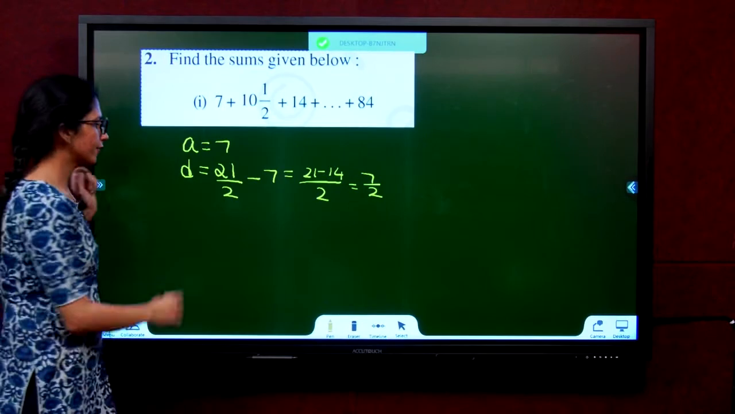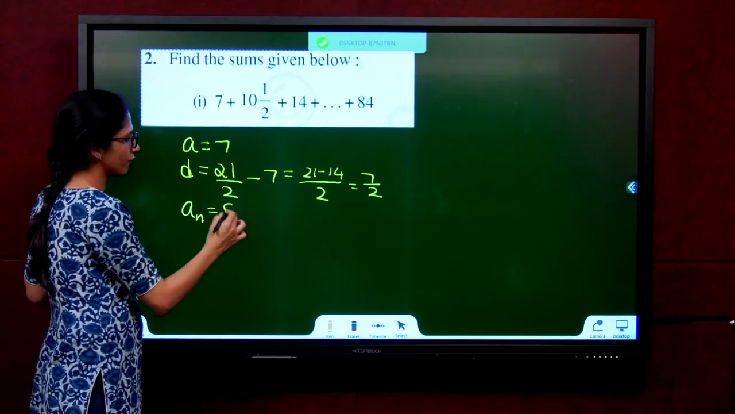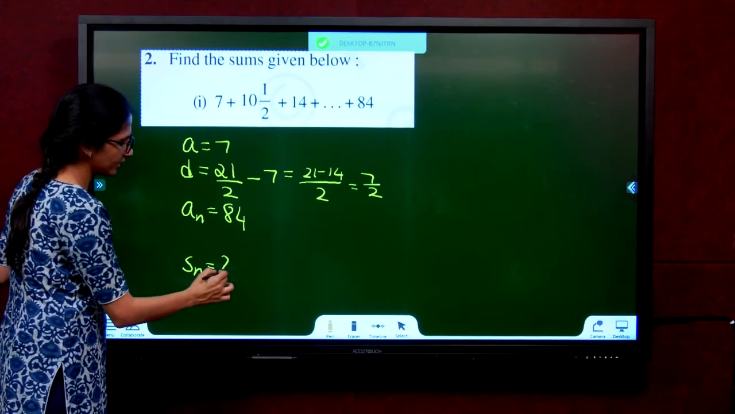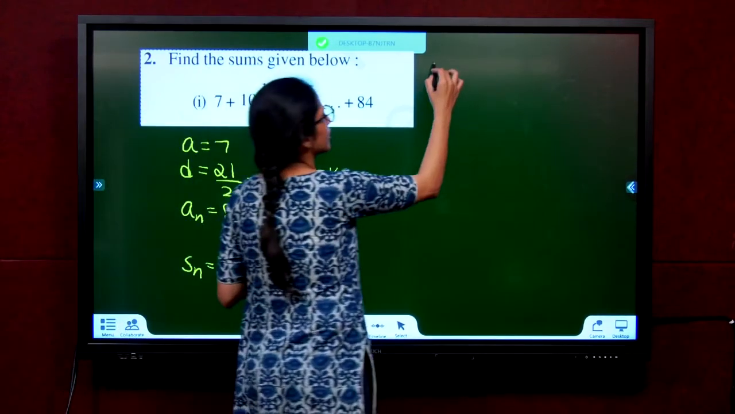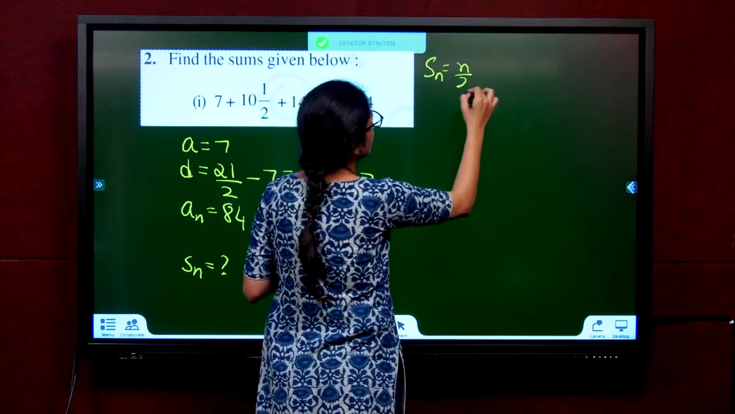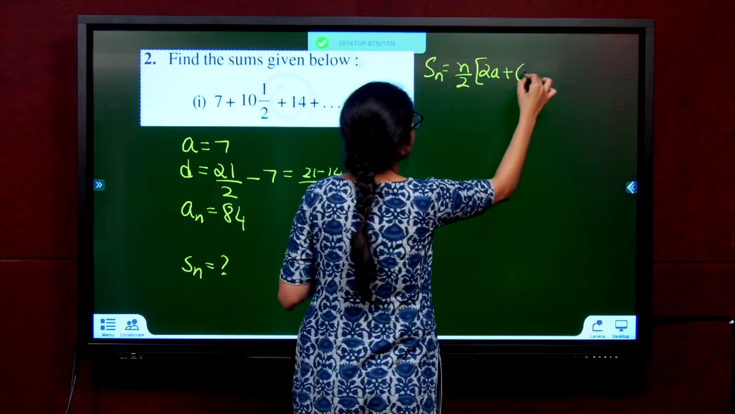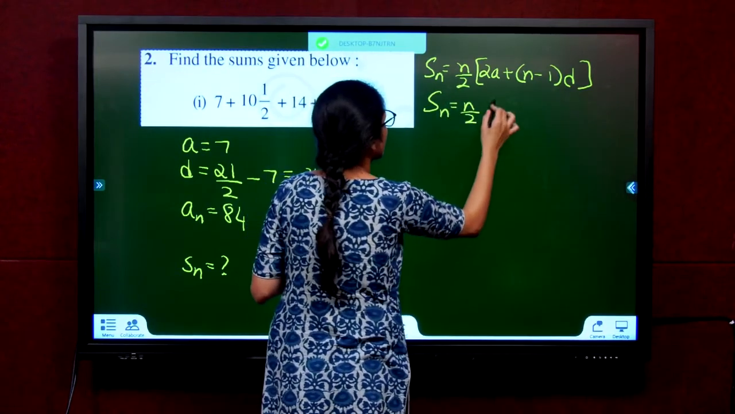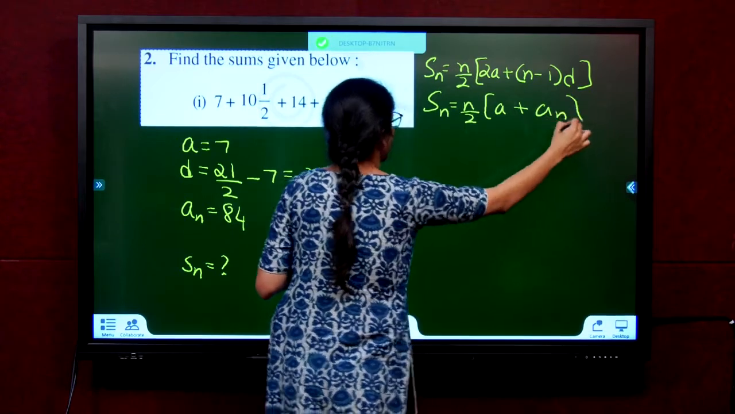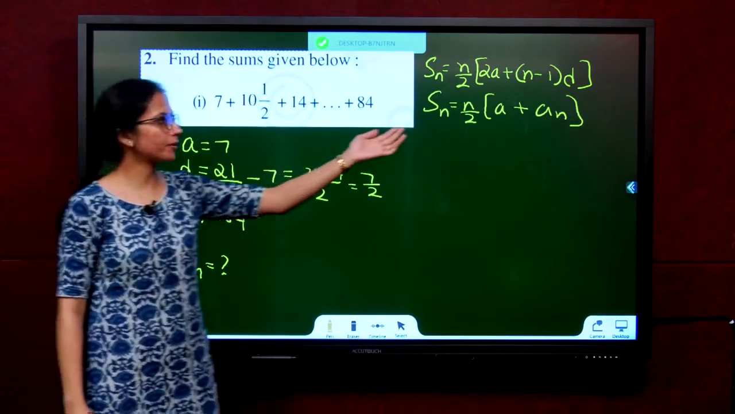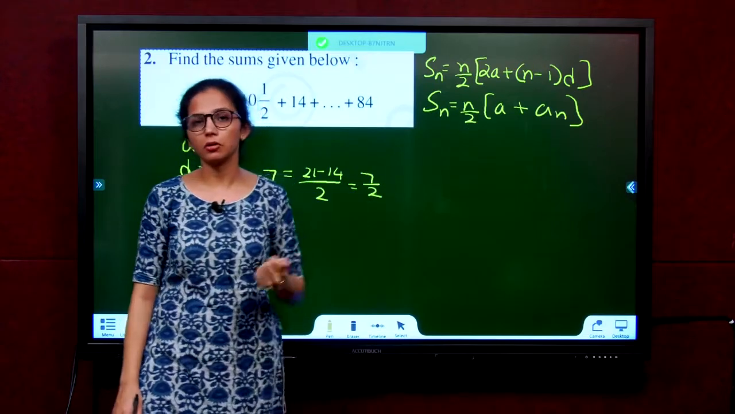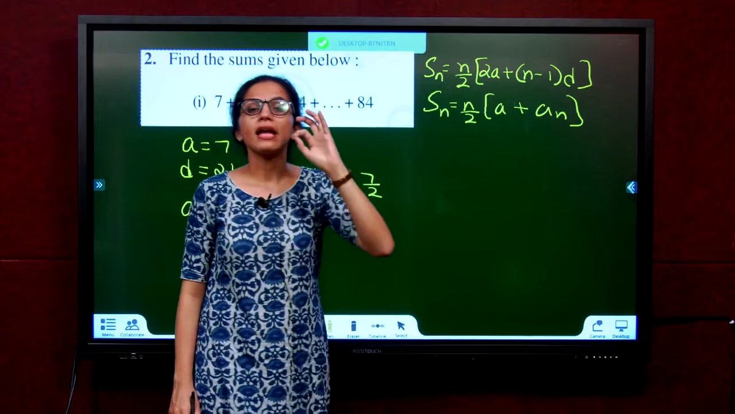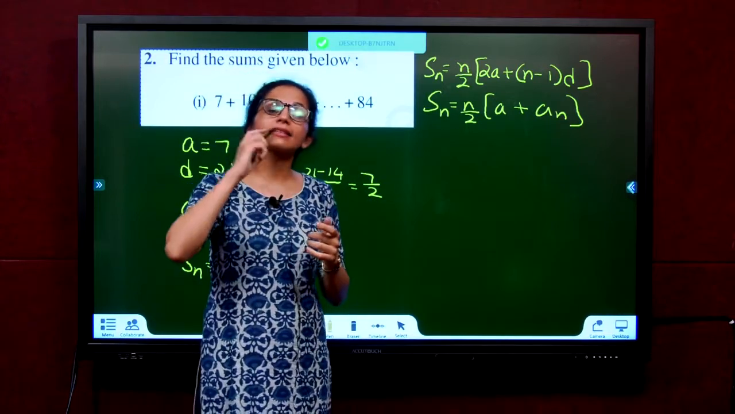Correct? And they've given An. Last term is 84. You have to find Sn. Carefully understand, we have two formulas for Sn. Sn equals N by 2 into 2A plus N minus 1 into D, and Sn equals N by 2 into A plus An. Oh, I have A and An, I can use formula 2. But do you have N? No. Can I use this? No, because I don't have N here also. In finding Sn, N is compulsory.